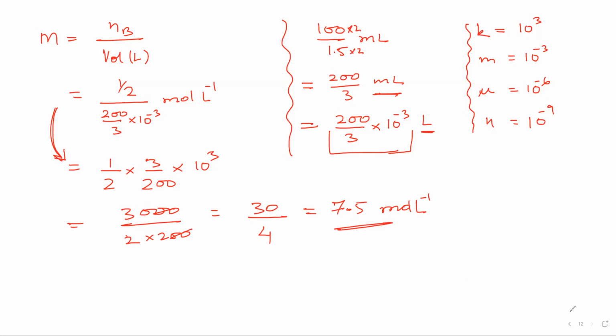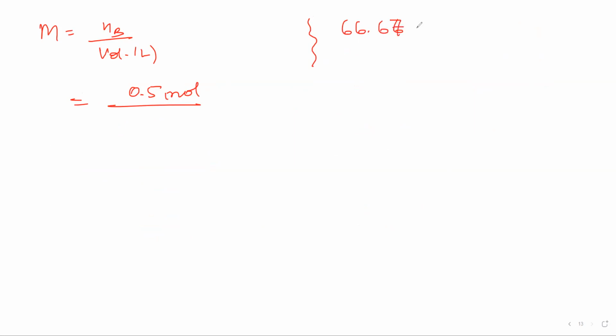Now tell me this calculation. See this calculation and now tell me about this calculation. Number of moles divided by volume in liters. Number of moles we got as 0.5 moles, and volume we got as 66.67 milliliters. So I will say 66.67 into 10 to the power minus 3 liters. Now tell me which is easier to solve, this one or this one?